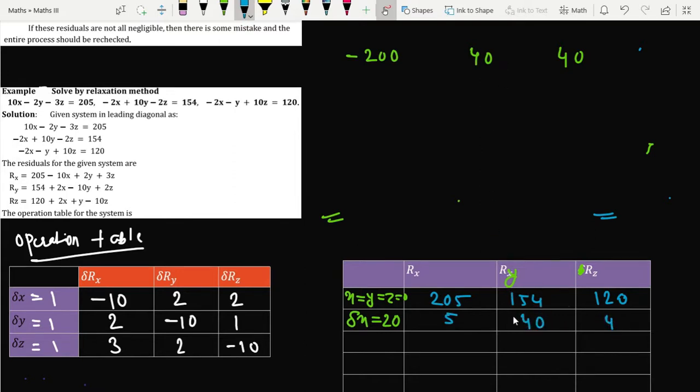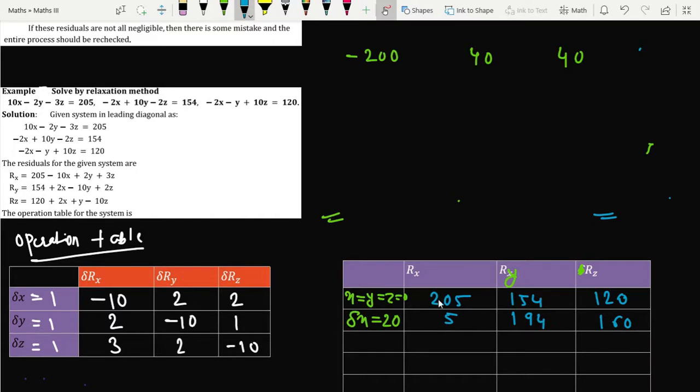and 150, which is 194. The second value is 194. We have to just add this value to this number. 154 plus 40, we get 194, and the third 160. So this is the first row of our calculation. Now repeat the same procedure again and again. When all the residuals are equal to 0 or almost equal to 0, we have to stop the calculation.